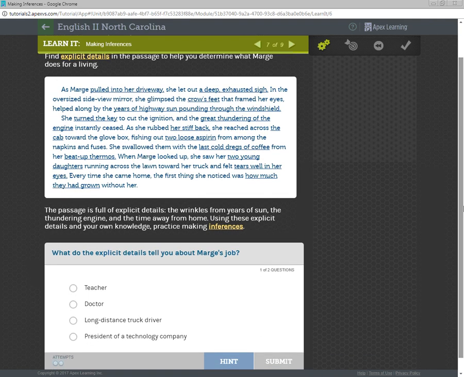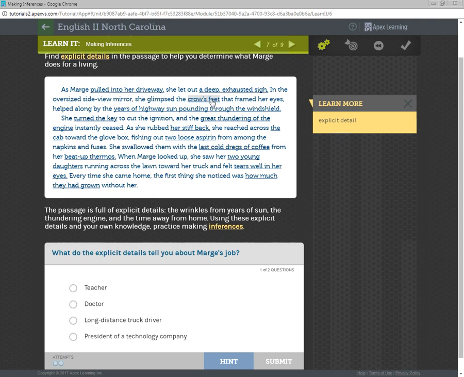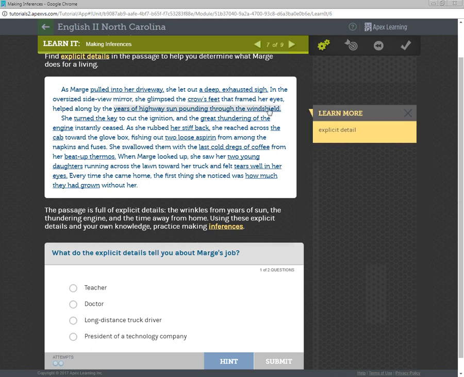As Marge pulled into her driveway, she let out a deep, exhausted sigh. In the oversized side view mirror, she glimpsed the crow's feet that framed her eye. Crow's feet, explicit detail. Helped along by the years of highway sun pounding through the windshield, expressly stated.